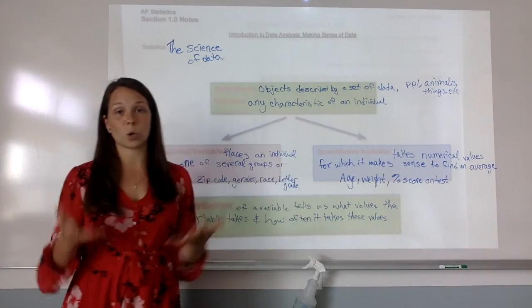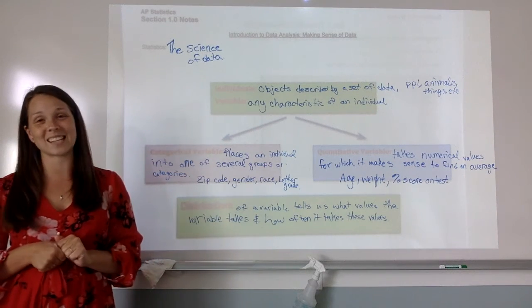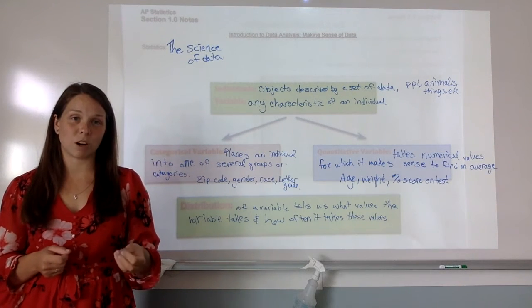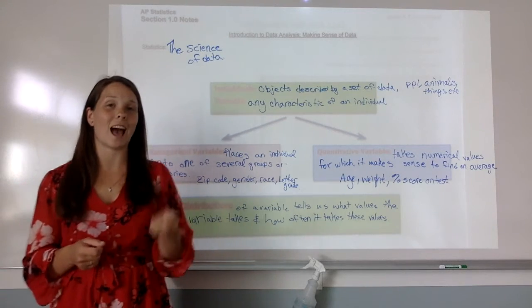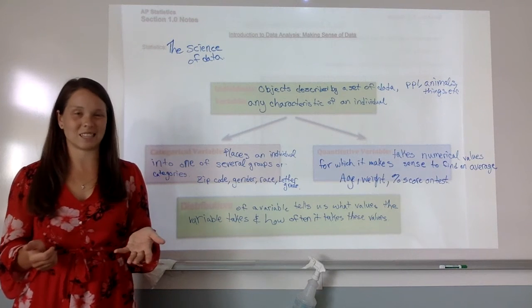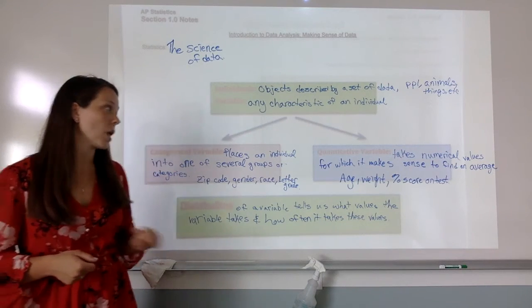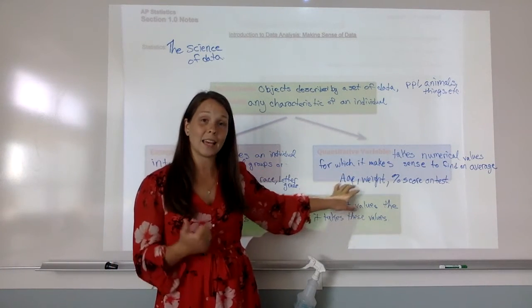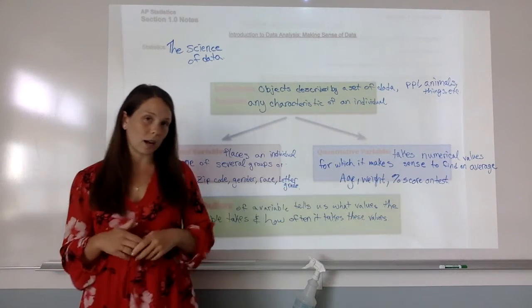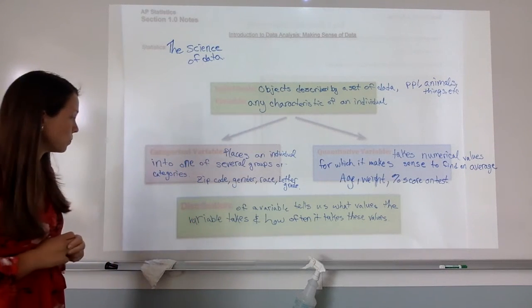Quantitative variables, the word quantitative kind of gives it away, but it takes numerical values for which it makes sense to find an average. So that's important to recognize, because a zip code is technically a number, but it wouldn't make sense to find an average of a zip code. So that's why zip code is a categorical variable. Quantitative variables are things like age, weight, score on a test, the actual number score versus like a letter grade on a test, okay? Things that it makes sense to find an average of are quantitative variables.